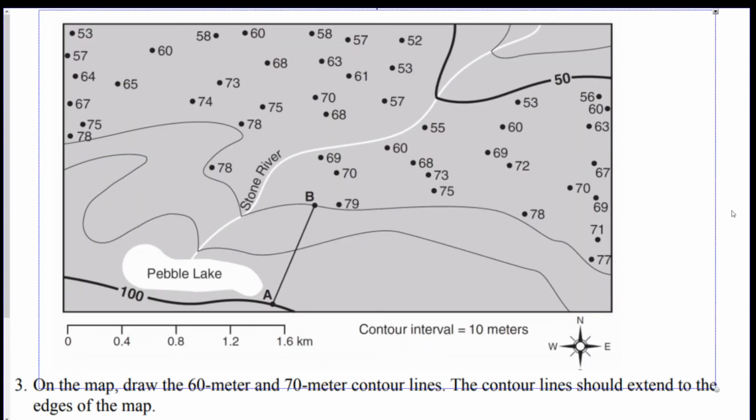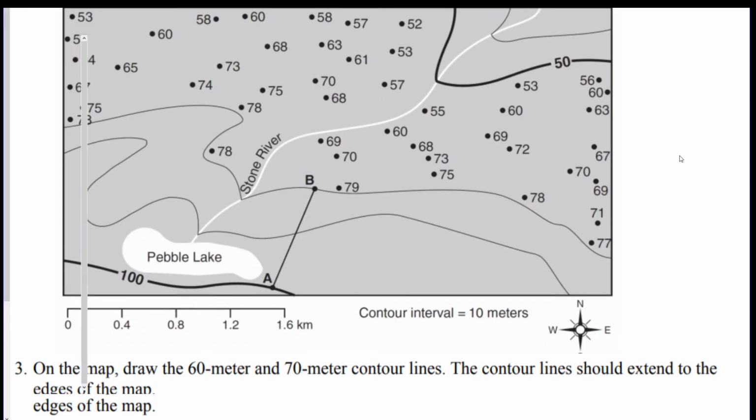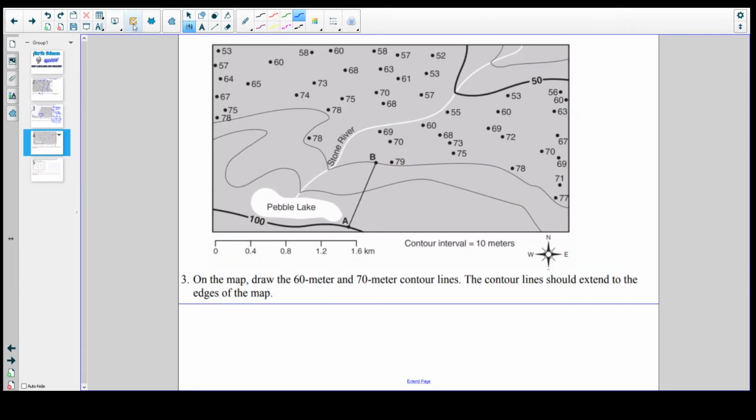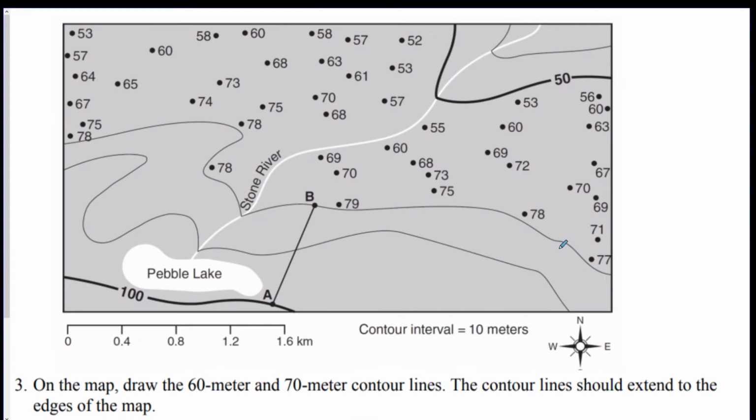On the map, draw the 60 and 70 meter contour lines. Okay, so we know how to draw contour lines now. We have to do the 60 and the 70. So let's find all the 60s. We have a 60 here, a 60 here, a 60 here, and a 60 here. Now remember what I said before. There's one line that goes like this, the 50 line goes like this, so my 60 line is probably going to do something like that.